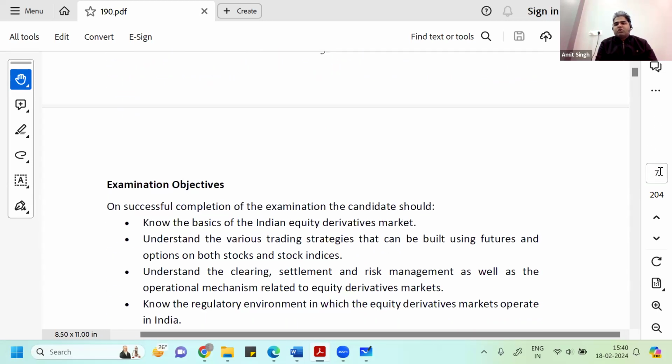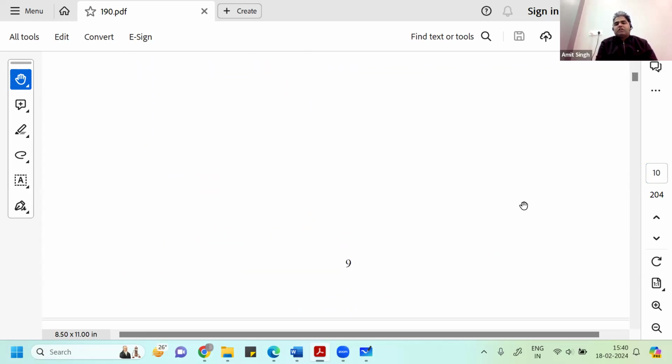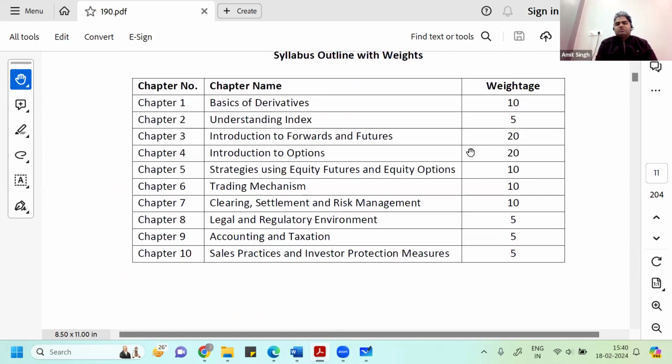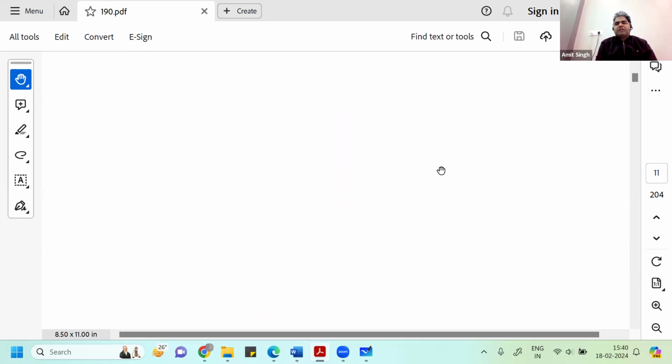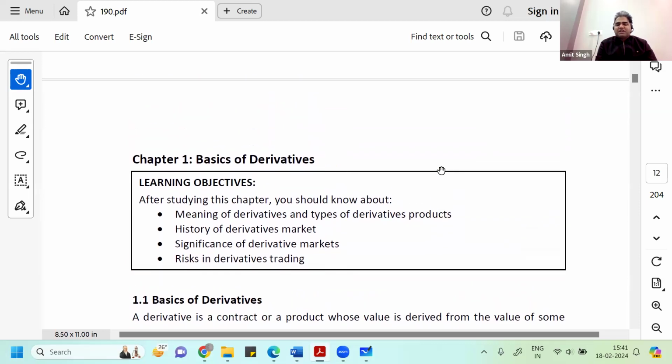In this session, I'm going to talk about chapter 1 of this derivative module. Now, talking about this chapter 1, you can see it has a weightage of 10%. Marking-wise, this is a very important chapter, although it is an easy chapter. So don't think that because this is the first chapter and easy, you will not get many questions from it. Quite the opposite, you are getting 10% of the questions from this chapter.